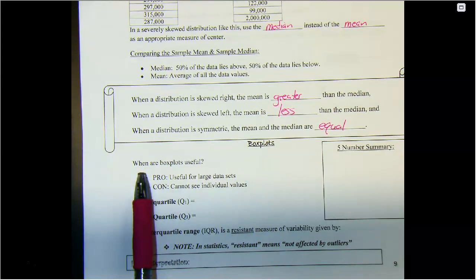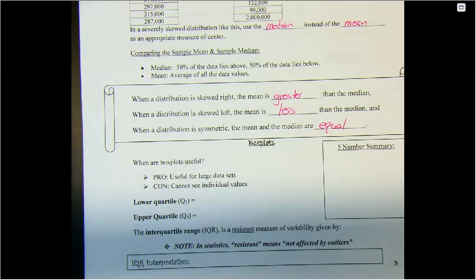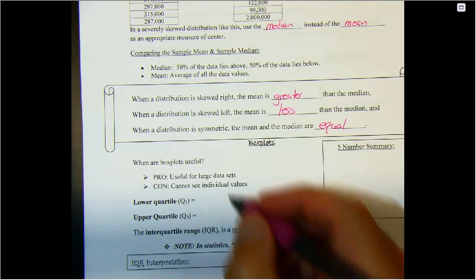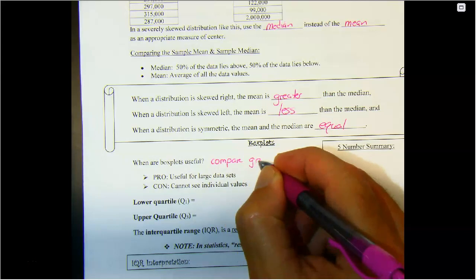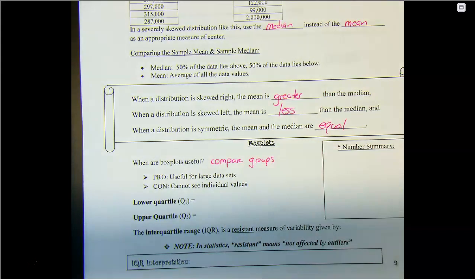But when are box plots useful? So we have to know what a box plot is. Okay, a box plot is going to be a useful tool to compare groups. I can compare freshmen, sophomores, juniors, seniors by putting their data into box plots and then comparing the box plots, and that allows me to look at the distinct features and compare them. Again, this is for large sets of data. We can't see individual pieces, which is again the con.